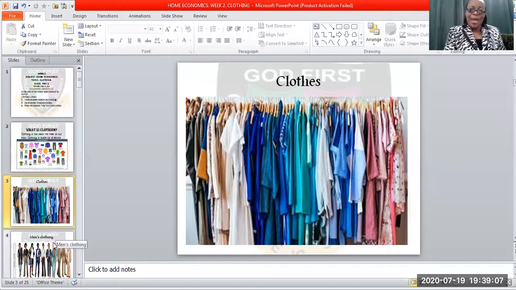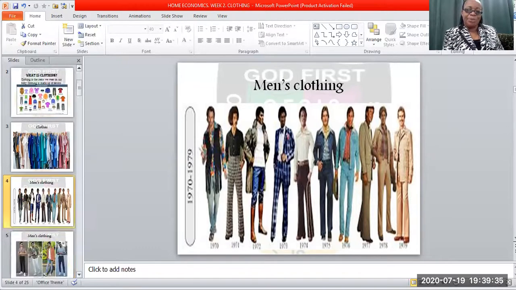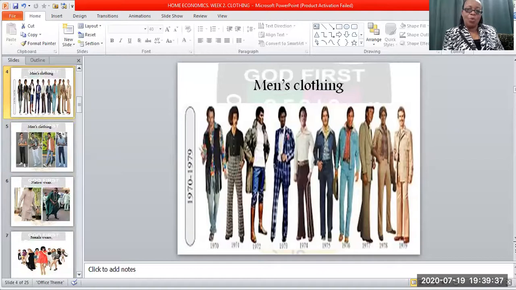Now, men wear clothes and women wear clothes. Men have their own clothing and women have their own clothing. When you look closely at this slide, you will notice what men wear. Men wear trousers, jackets, shirts, and lots more. Are we together? Beautiful. Now, we move on.